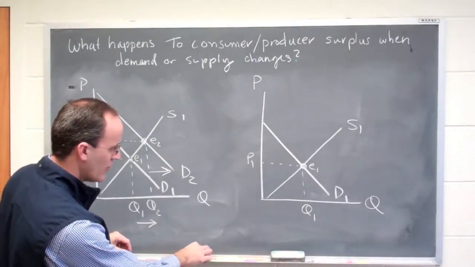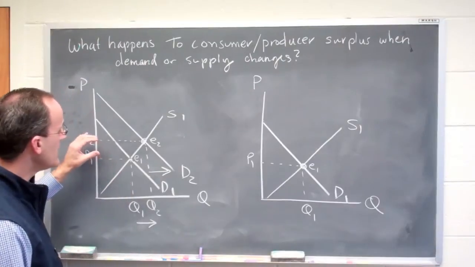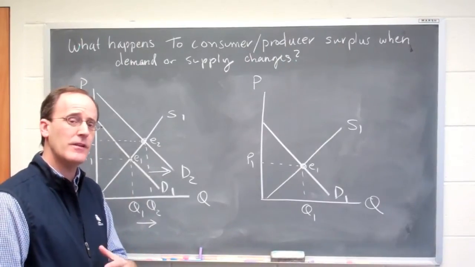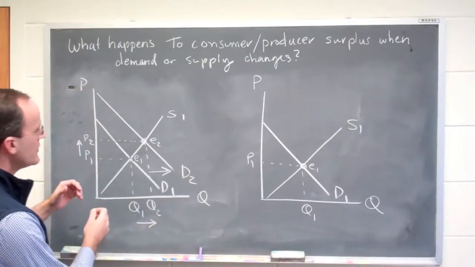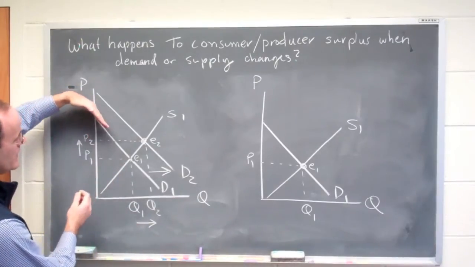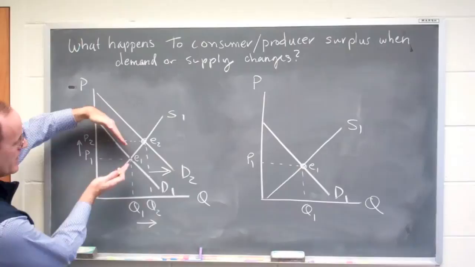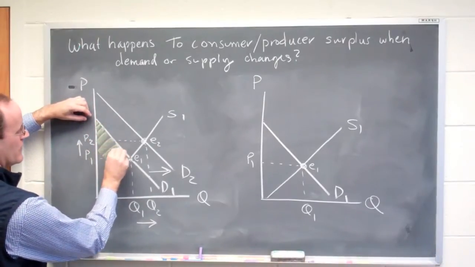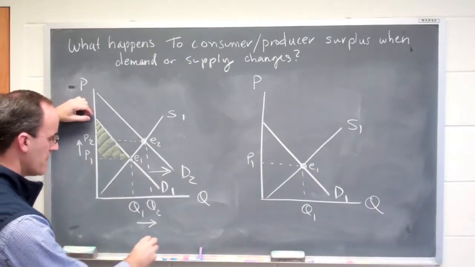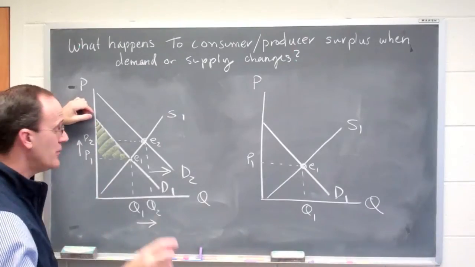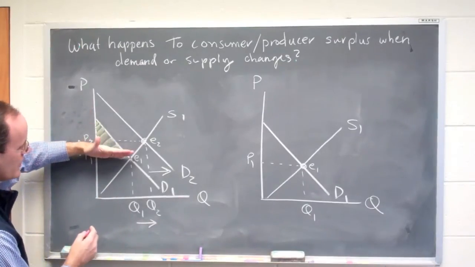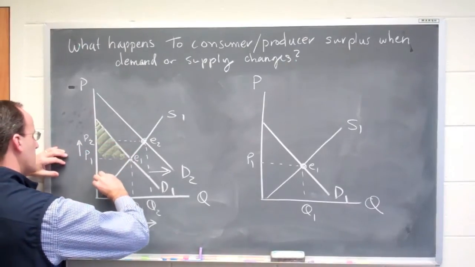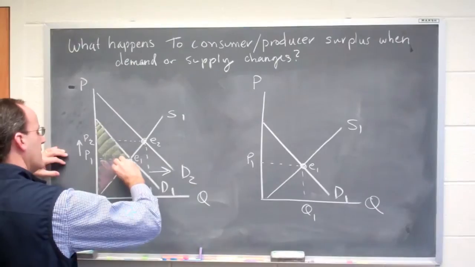To think about that question, we have to highlight the areas of consumer and producer surplus and see whether they've grown in size or shrunk. So the original area of consumer surplus is always the area below the demand curve and above the price. I'm just going to fill in the original area of consumer surplus right there. The original area of producer surplus is the area below the price and above the supply curve. So I'm going to fill in that area down here.